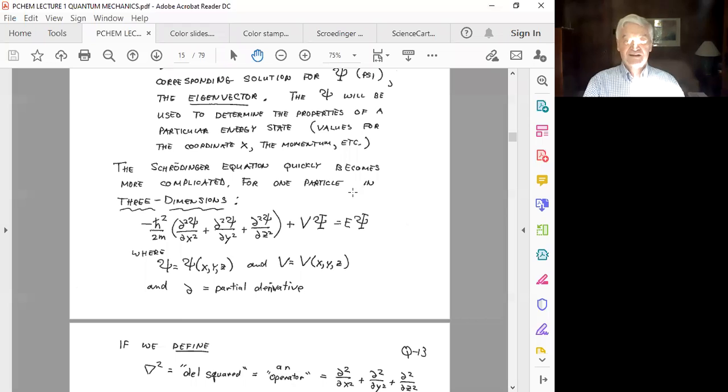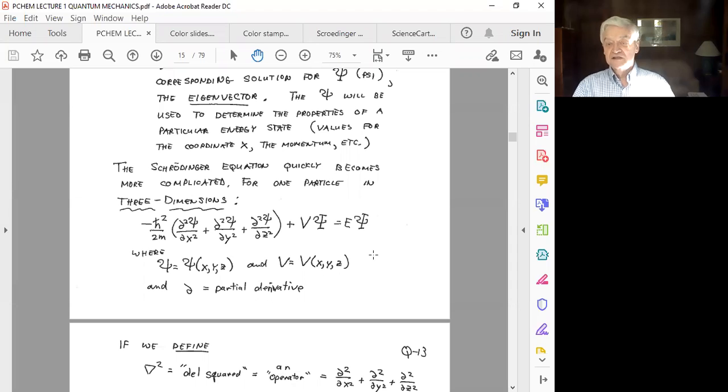Just to show you quickly how this can become more complicated. If we had our one particle now, like our one electron in 3 dimensions, the second derivative term with respect to x now expands to including y and z. So we'd have second derivatives with respect to x, y, and z. So this becomes the Schrodinger equation. And note that I'm saying psi is now a function of all 3 coordinates, x, y, and z. Potential energy can be a function of all 3 coordinates, x, y, and z.